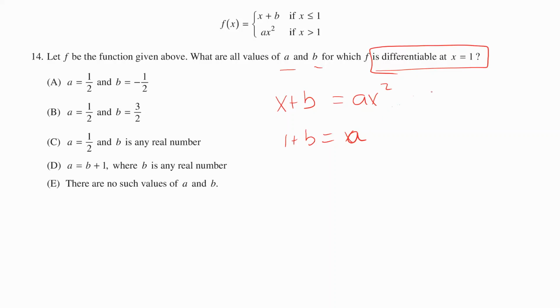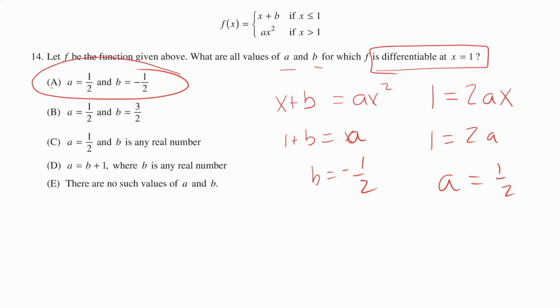And then their derivatives would be 1 has to be equal to 2ax, again still at 1, so 1 equals 2a. So then we can find right away that a is going to be 1/2 just by taking the derivatives and setting them equal. If a is 1/2, b is going to be negative 1/2. Good. So function equal, derivative equal is differentiable.